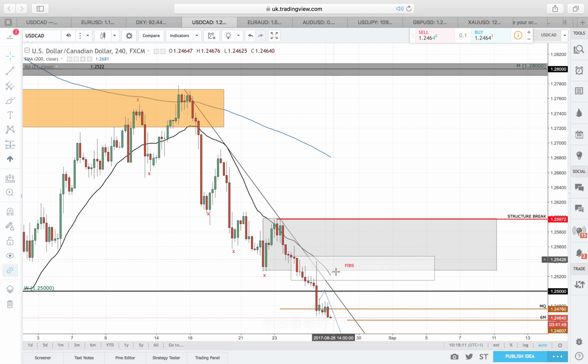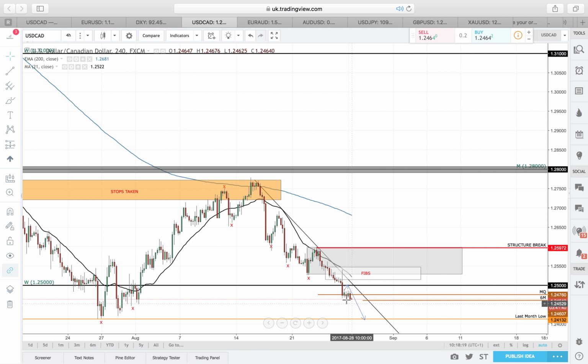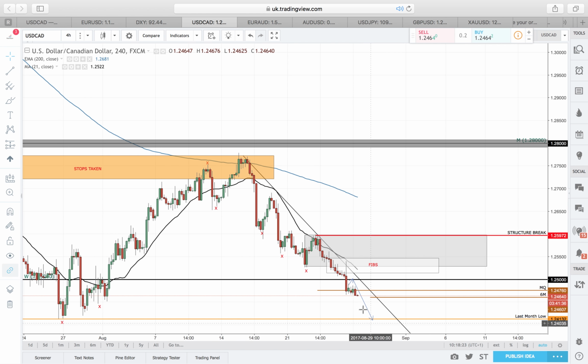It could come up to this fib region, which is from here to here, 38.2 to 61.8 marked out. If it comes back to this fib region and gives us confirmation, I'll be looking for more stops to be taken out. For my bias to be wrong, I want a break of this trend and also a break of this high up here, but that will take a while. But yeah, that's what I'm expecting for USD CAD.